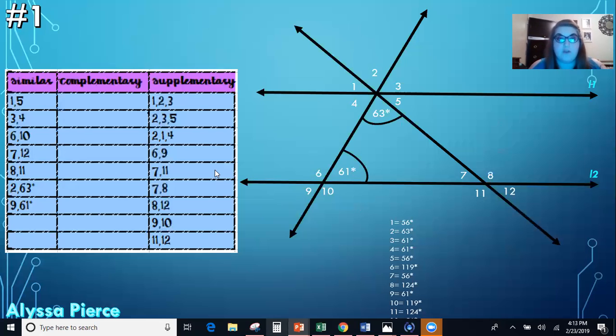So we have quite a few of those here. 1, 2, and 3 all add together to get 180. 2, 3, and 5 all fall along this line, and those add together to get 180. 2, 1, and 4 all fall along this line right here and add together to get 180.